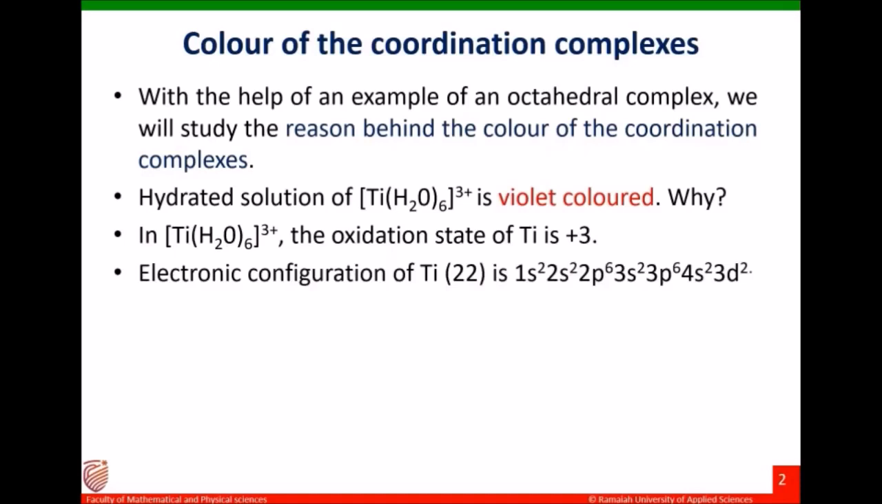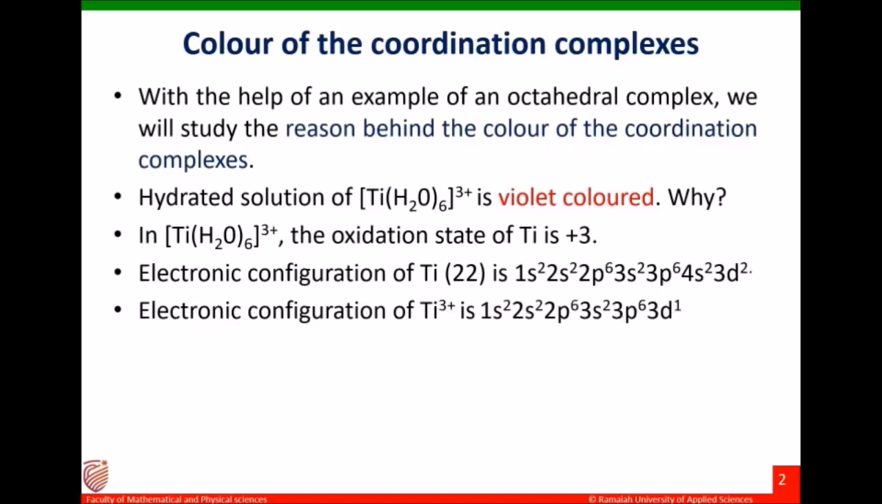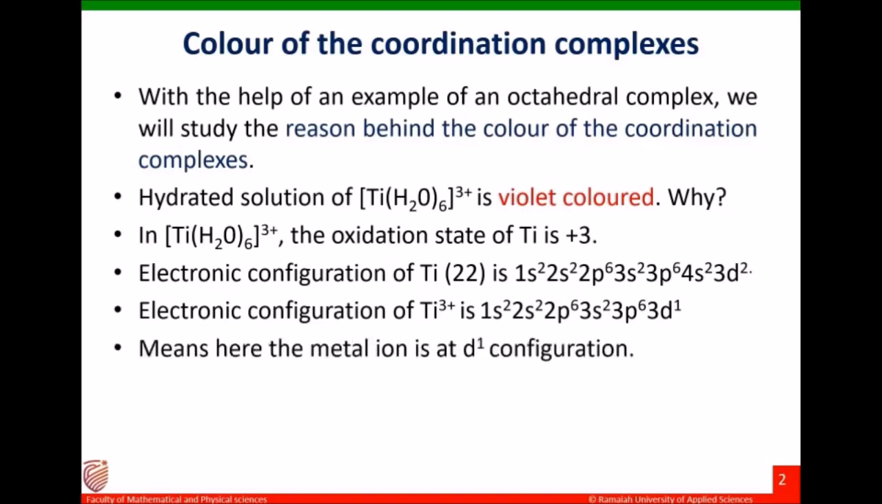Electronic configuration of titanium is 1s2, 2s2, 2p6, 3s2, 3p6, 4s2, 3d2. Electronic configuration of titanium 3+: here 2 electrons will be removed from 4s orbital and 1 electron will be removed from 3d orbital. So the final electronic configuration for Ti3+ is 1s2, 2s2, 2p6, 3s2, 3p6, 3d1. Means here the metal ion is at a d1 configuration. Why it is known as d1 configuration? Because only 1 electron is present in its outermost d orbitals.